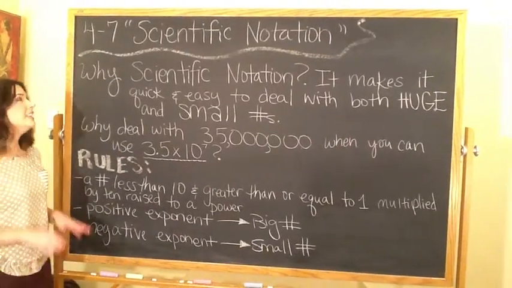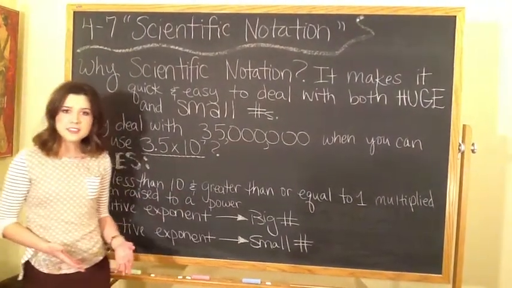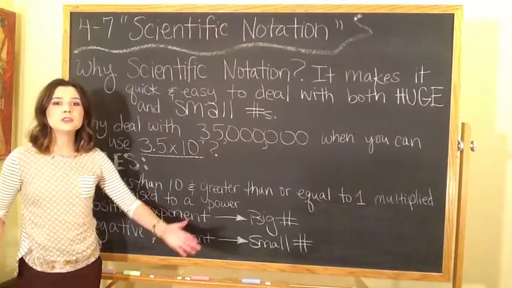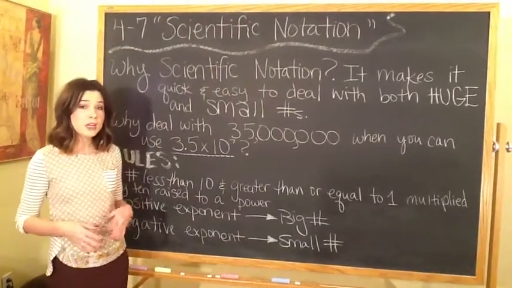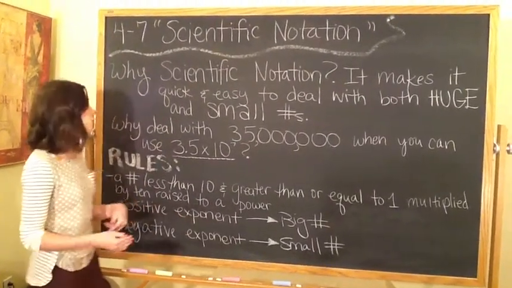Lesson 4-7. Today we're going to be talking about scientific notation. With scientific notation, we're dealing with really big numbers and really small numbers, and we're putting them in a different form. Now, why would we put a number in a different form?